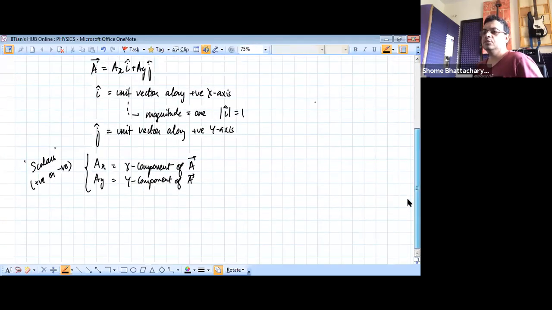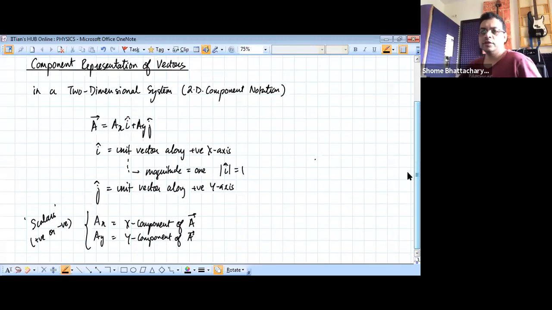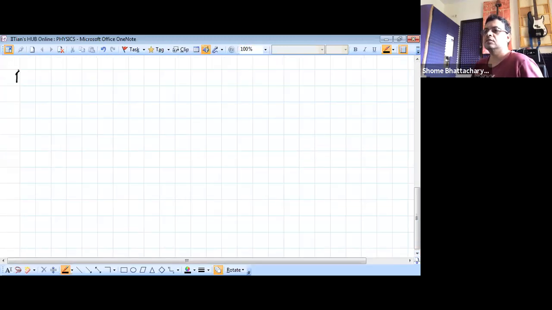Now we just continue with understanding this representation with more examples before we can do algebra using this kind of notation. So, for example, we have a situation like this. We want to draw the following vectors in the xy plane.